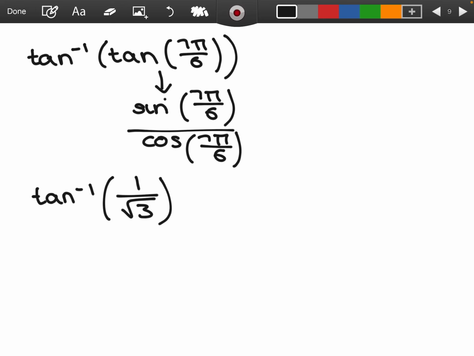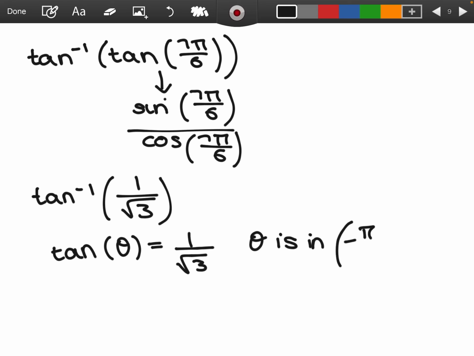Then we've got to find tan inverse of this. So I am looking for a theta such that tan of theta is equal to 1 over the square root of 3. And theta, again, because we're looking at tan inverse, has to be between negative pi over 2 and pi over 2, but not including those values. So I'm looking for somewhere in quadrant 1 or quadrant 4, such that when I do the y-coordinate divided by the x-coordinate, hence sine divided by cosine, I am going to get 1 over the square root of 3.